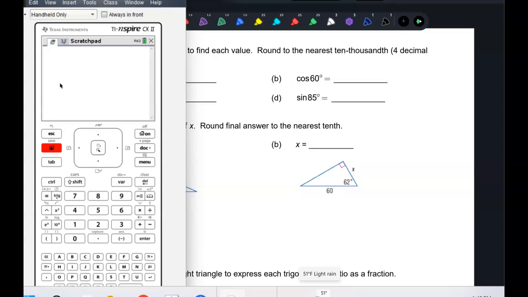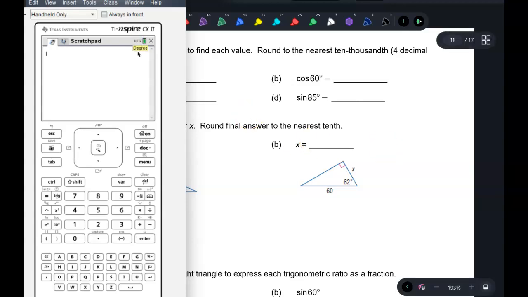Now there's a couple ways. If you hover over it and click it, it'll change to DEG. That's a completely different answer. Radians just gives you a different answer.